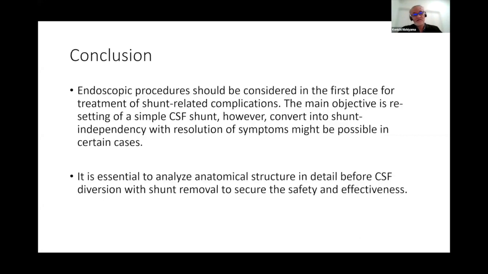Okay, in my conclusion, endoscopic procedures should be considered in the first place for treatment of shunt-related complications. The main objective is resetting of a simple CSF shunt, however, converting to shunt independency with resolution of symptoms might be possible in certain cases. And it is essential to analyze anatomical structure in detail before CSF diversion with shunt removal to secure the safety and effectiveness. Thank you for your attention.